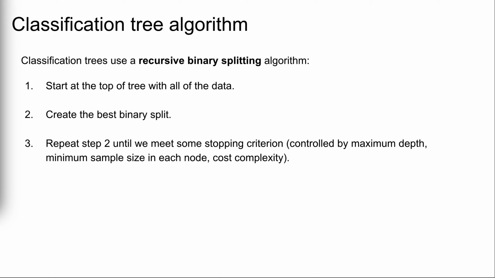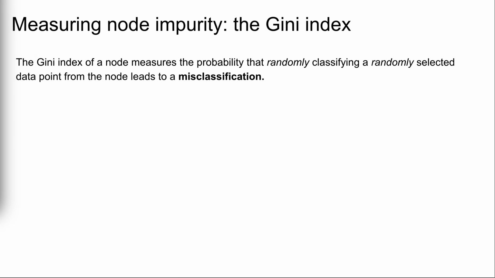Going back to the classification algorithm, we now have a sense of when to stop making binary splits. But we still haven't addressed how these splits are made. Let's do that. Perhaps not surprisingly, we don't just guesstimate the best split from a plot. We use a mathematical metric. Here, the Gini index of a node measures the probability that randomly classifying a randomly selected data point from the node leads to a misclassification.